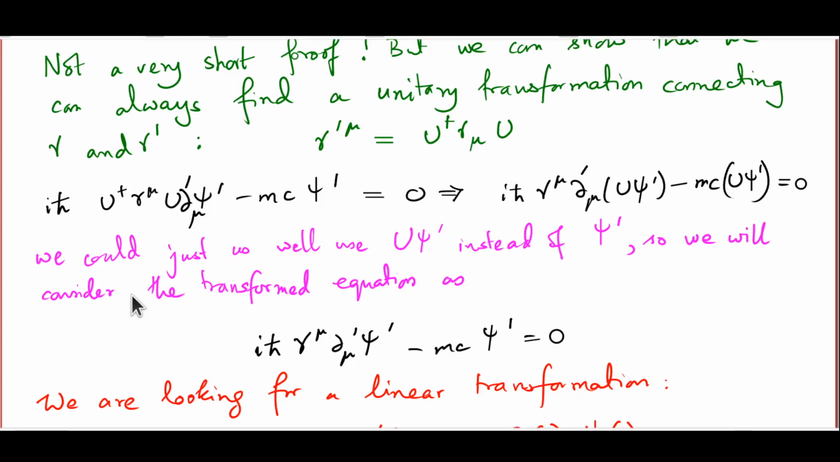The question is, what kind of relationship should psi prime have with psi? In other words, what is the transformation rule which allows us to calculate the new wave function psi prime in terms of the old wave function psi? Now, because the Dirac equation is inherently linear, we would look for a linear transformation to achieve this task.